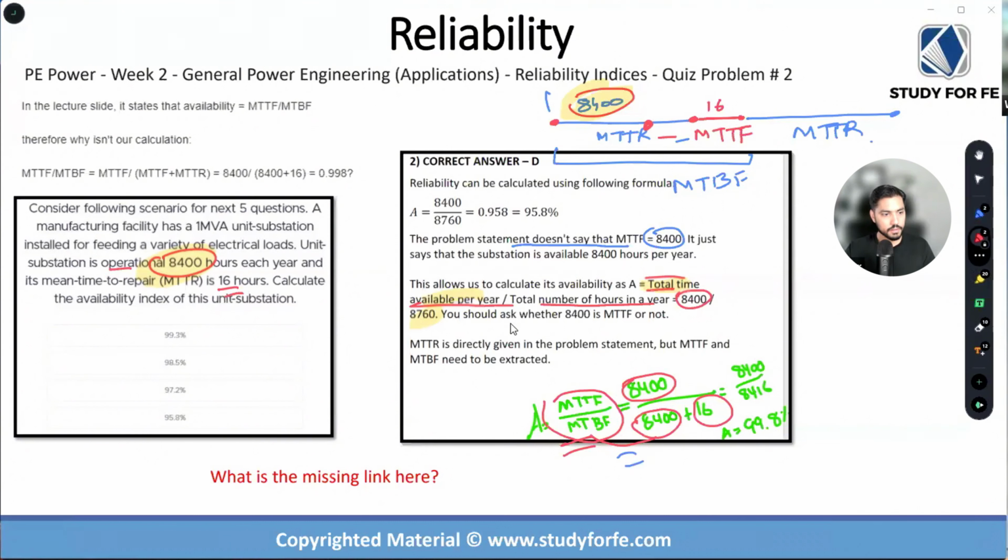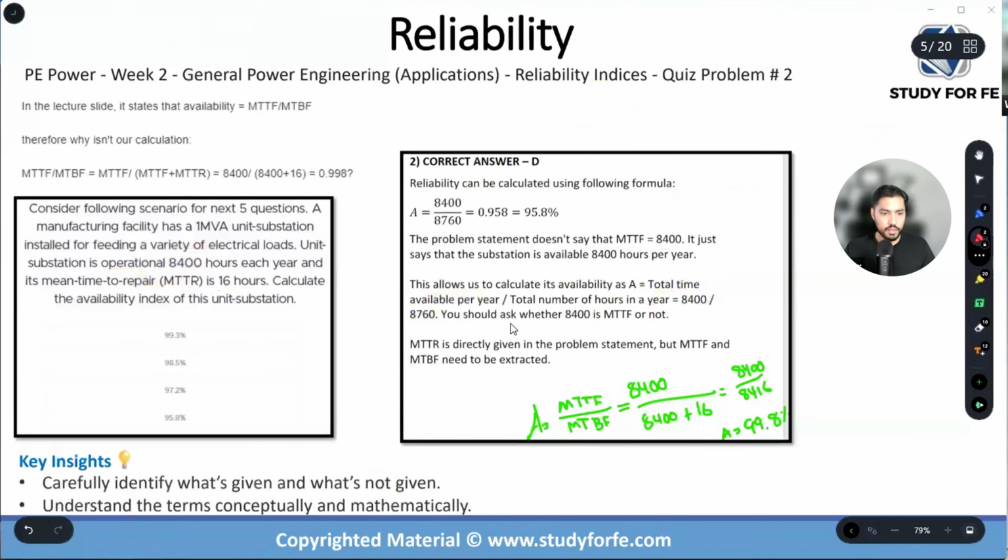Okay. So this is how you can sometimes overthink a problem. You might feel the temptation to make use of the formulas that are given to you if your fundamental conceptual understanding is not sound. So please be very careful. Carefully identify what's given and what's not given. Understand the terms conceptually as well as mathematically. Okay.